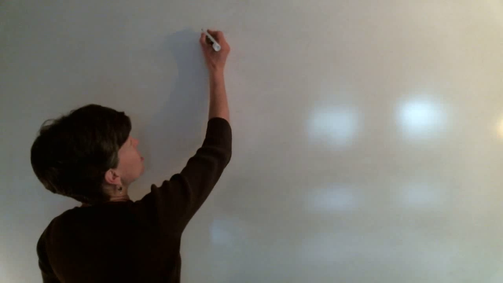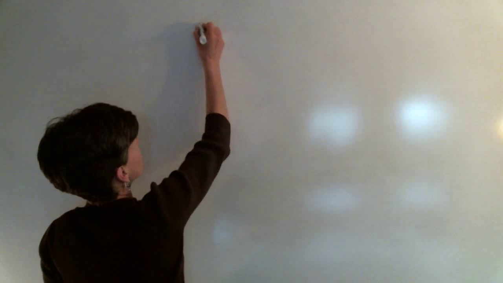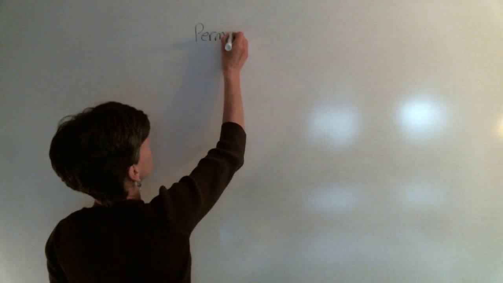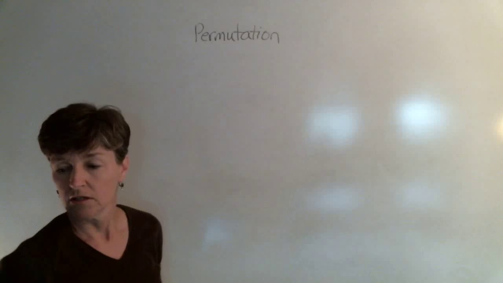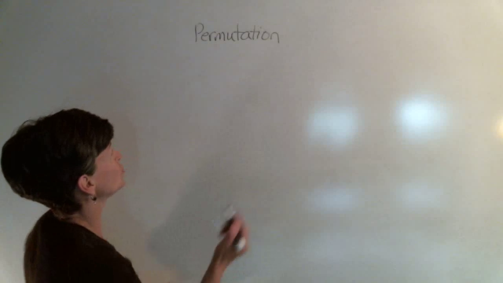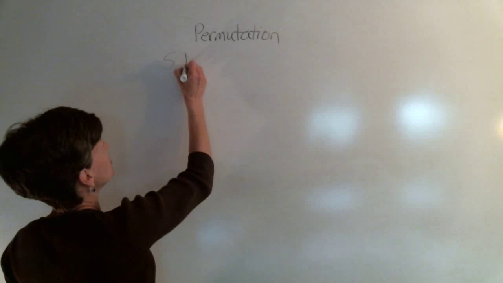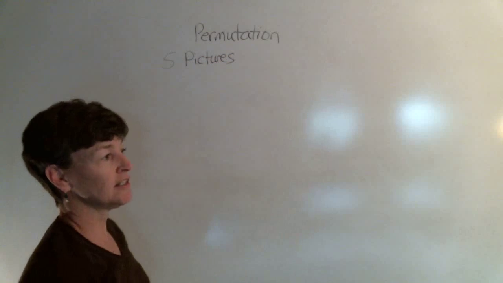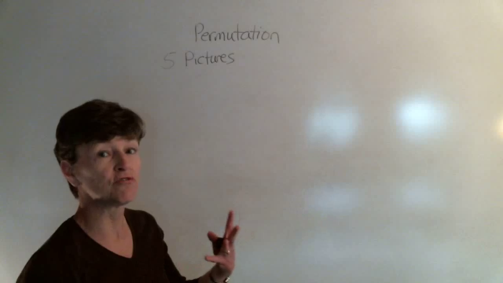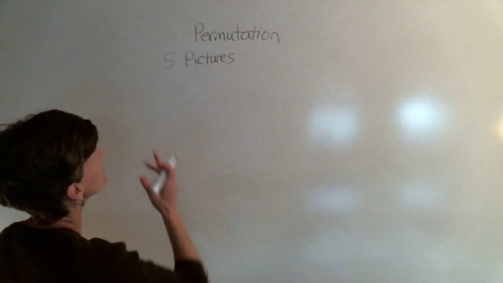Okay, let's talk about permutations. A permutation is an ordering of items. All right, let's suppose you have 5 pictures and you want to put them in a given order on the wall. How many different ways can you do that?